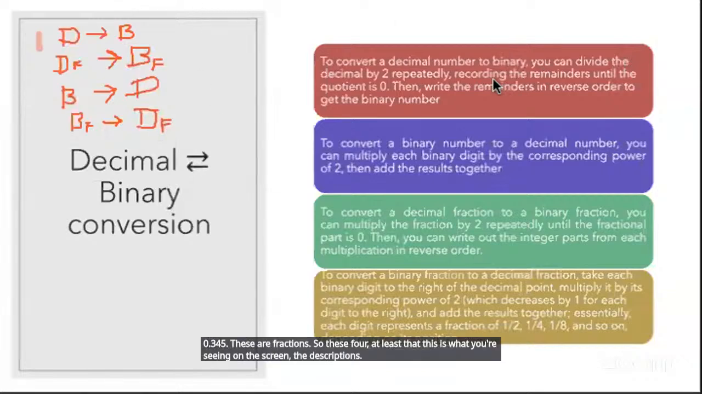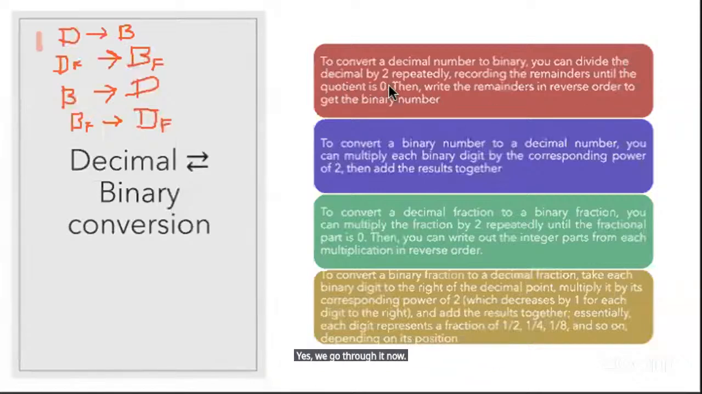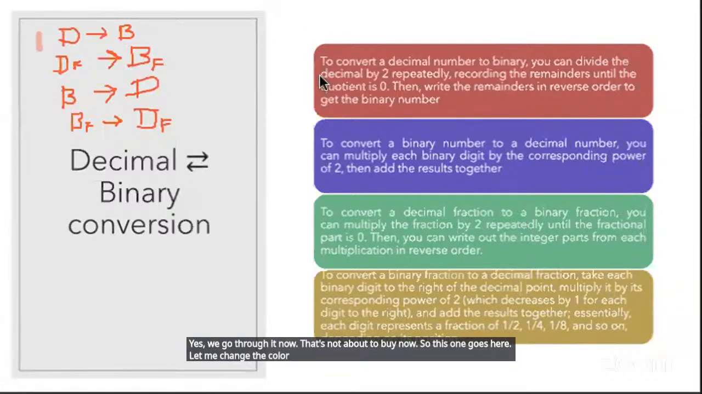So these four I listed, this is what you're seeing on the screen, the descriptions. The first one is to convert a decimal number to binary. You can divide the decimal by 2 repeatedly. Yes, we go through it now. The decimal number to binary goes here. Let me change the color. This one is explaining how to do it.